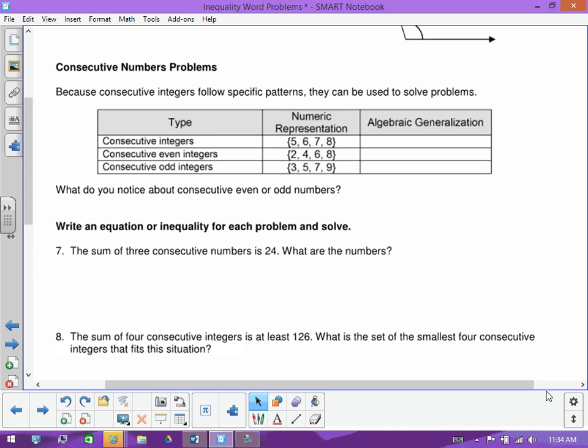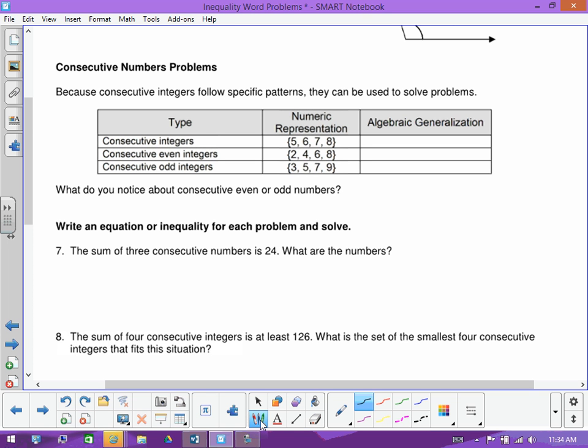Consecutive integers. What does the word consecutive mean? If I say consecutive order, what does it mean? It means one after another. So if I'm going to number you in consecutive order, I'd say 1, 2, 3, 4, 5, 6, 7, whatever. So consecutive means in order. So we want to be able to list those out, representing it with letters.